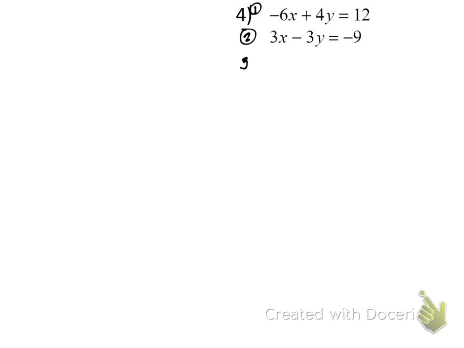So let's make a new equation, 3. Marky said we're going to multiply the second equation. You're right, too, but I don't want to go there yet today, okay? All right, so let's multiply the second equation by 2. What's 3x times 2? 6x. Okay, what's negative 3y times 2? Good, negative 6y. Good. What's negative 9 times 2? Good, okay.